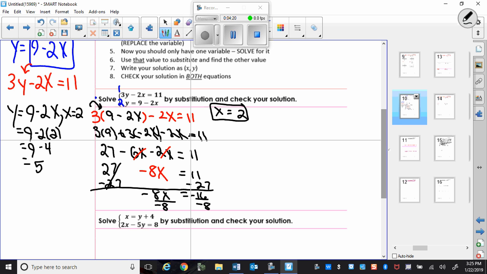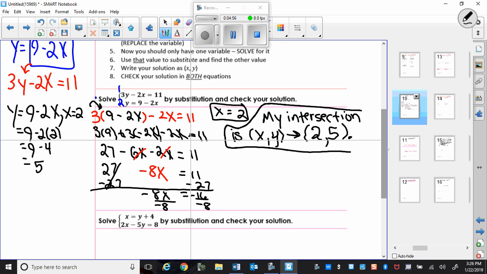So the appropriate answer here, from writing this appropriately, my intersection, this is my answer. We're going to use the x and y mapping because we need to make sure we put our x's in the appropriate places. So x goes first, and 2 comma 5. My intersection is 2 comma 5. This is the appropriate way to write your answer.